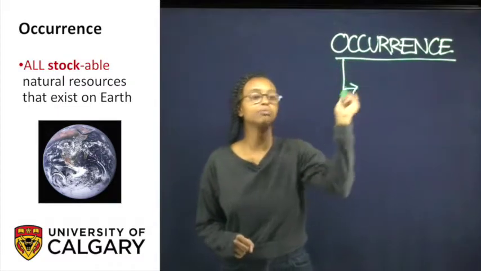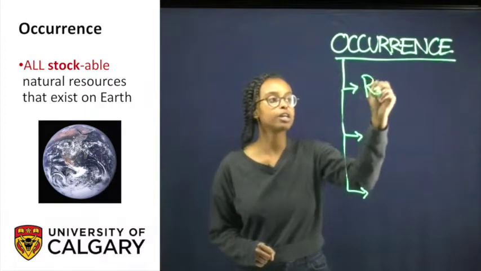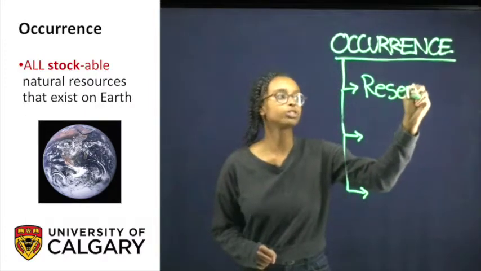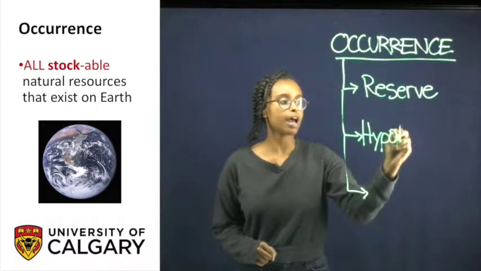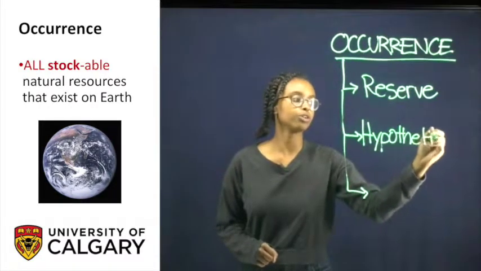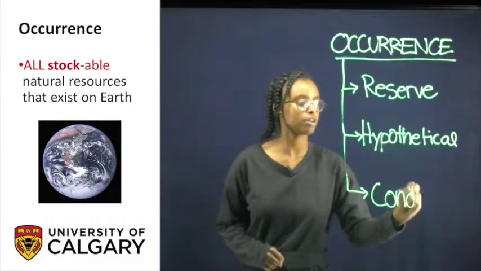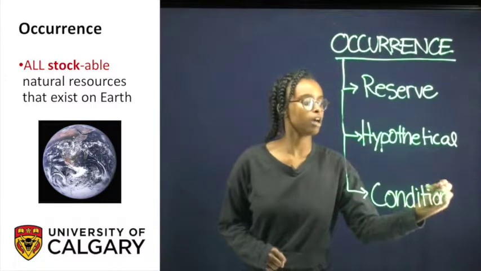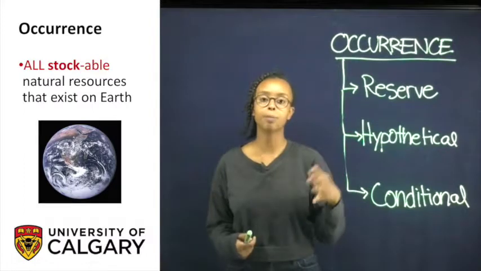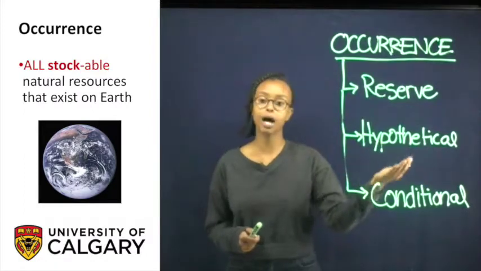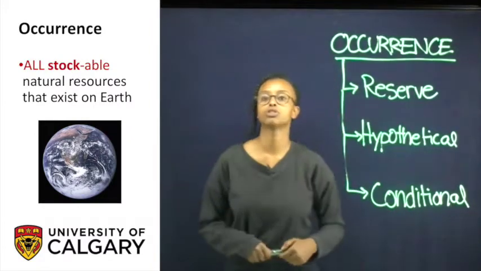So, an occurrence can be categorized in three ways. The first one is, of course, our reserves. The second one is known as a hypothetical natural resource. And the third one is called a conditional resource. This video will be going more in depth into the differences between a hypothetical and a conditional resource and how they eventually can become reserves.